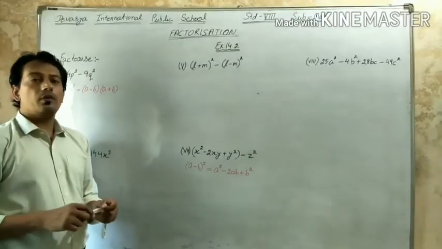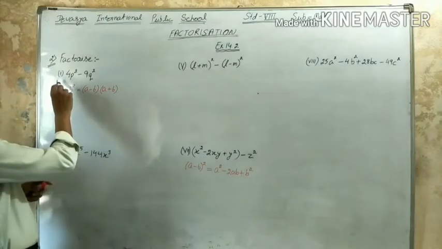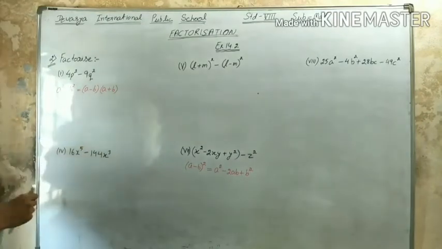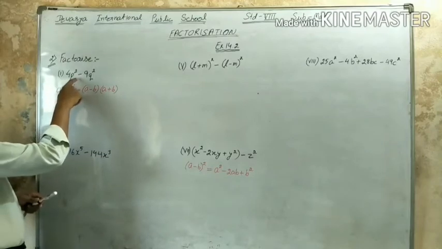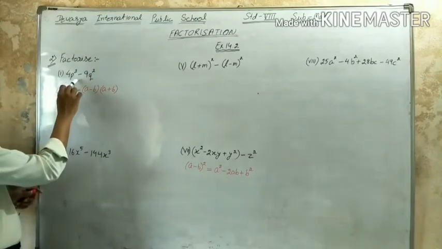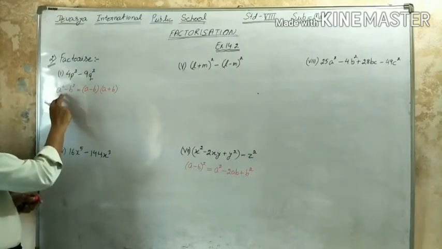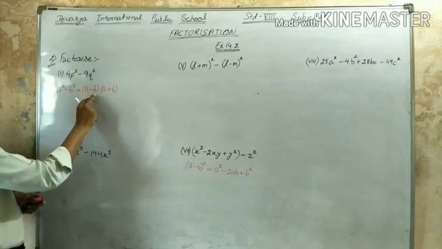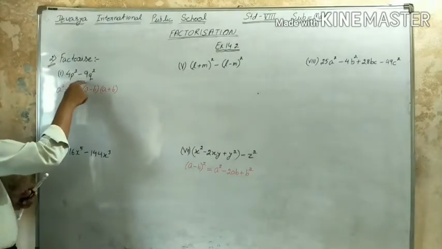Okay student, now we will be solving question number 2 in exercise 14.2, from Roman number 1. Now here, as you can see, the expression is 4p square minus 9q square. So as you can already see, we can compare it with this identity. The identity a square minus b square is equal to a minus b into a plus b. Okay, so we just need to modify this expression.